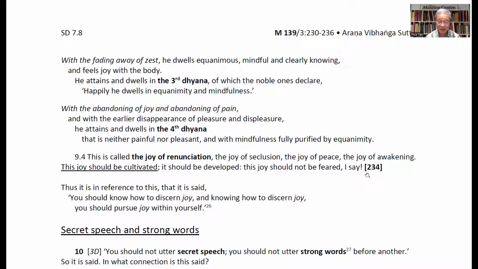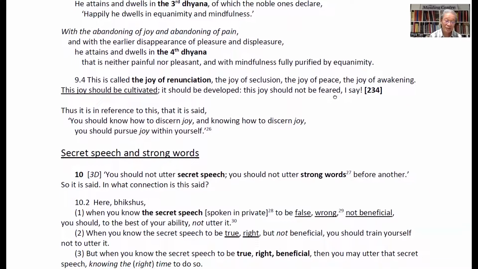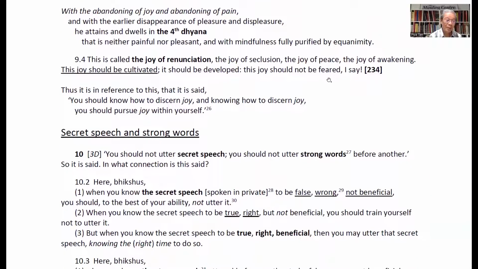So here the Buddha is saying, this is the kind of joy which is higher, which is something you won't suffer, even when you think you don't get it, all right? Thus, it is in reference to this that it is said, you should know how to discern joy. Knowing how to discern joy, you should pursue joy within yourself through meditation.